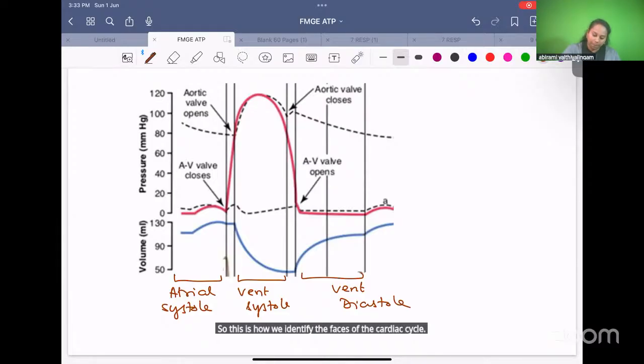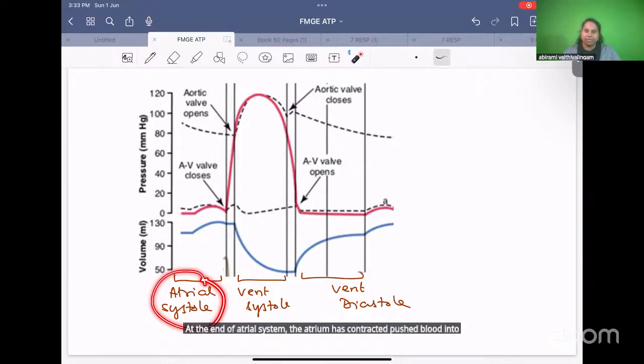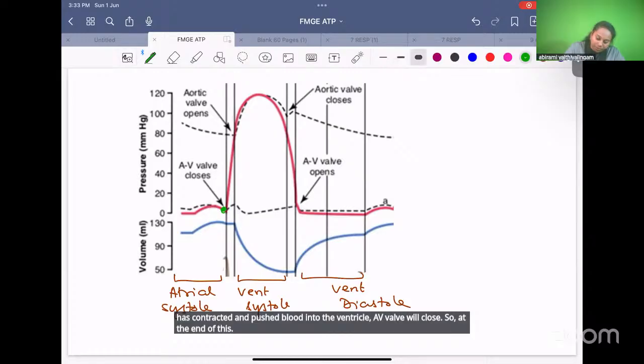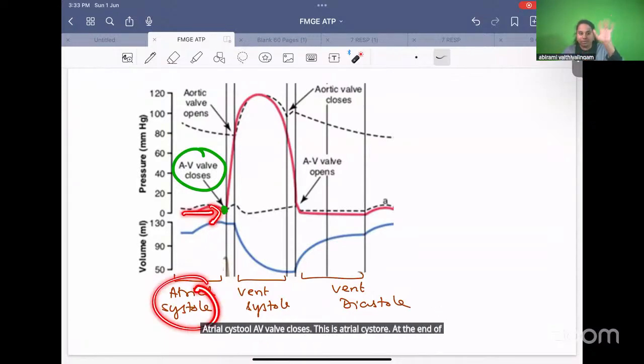So now here, in between this, we can fit valvular events. How do we fit valvular events into this? At the end of atrial systole, the atrium has contracted and pushed blood into the ventricles. When the atrium has contracted and pushed blood into the ventricle, the AV valve will close. So at the end of atrial systole, the AV valve closes.